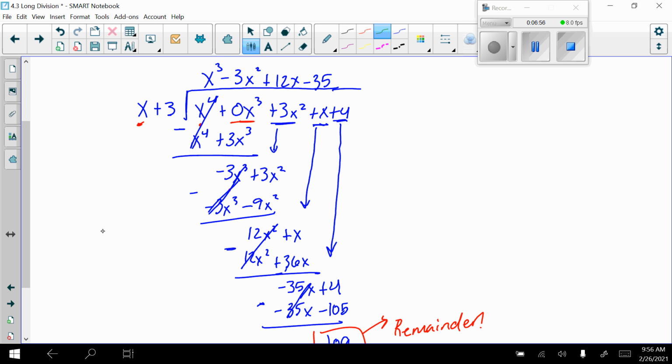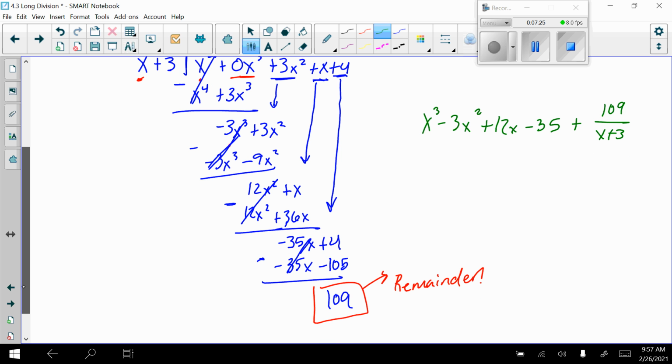So here's how we're going to write our final answer. You're going to take the stuff that's on top, the quotient that you ended up with. So that's x cubed minus 3x squared plus 12x minus 35. And then to write your remainder, you're going to do plus the remainder, which is 109, over the divisor, which is x plus 3.